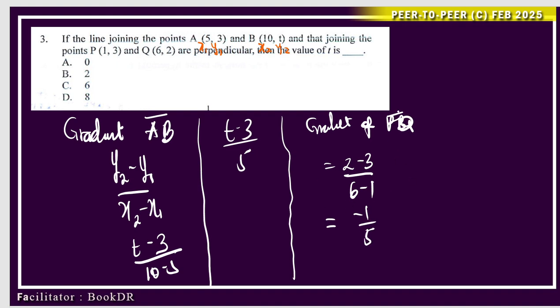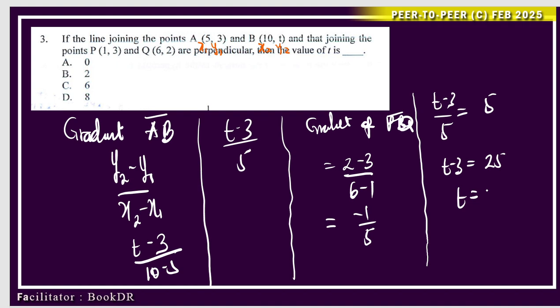The product of these two gradients will give us negative 1, or otherwise one is equal to the negative reciprocal of the other. So we can say t minus 3 over 5 is equal to the negative reciprocal of negative 1 over 5, which is 5. Then we can say t minus 3 is equal to 25, and then t is equal to 28.